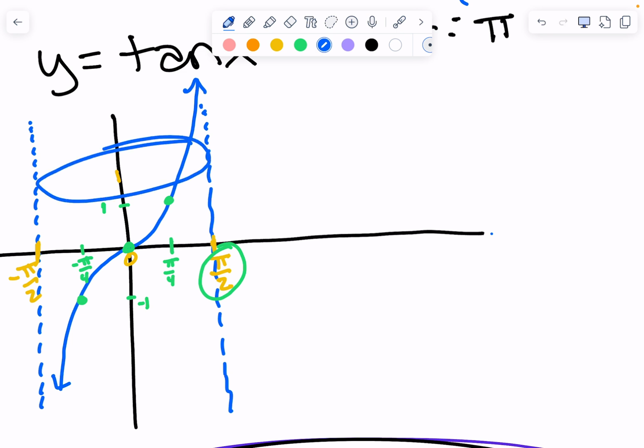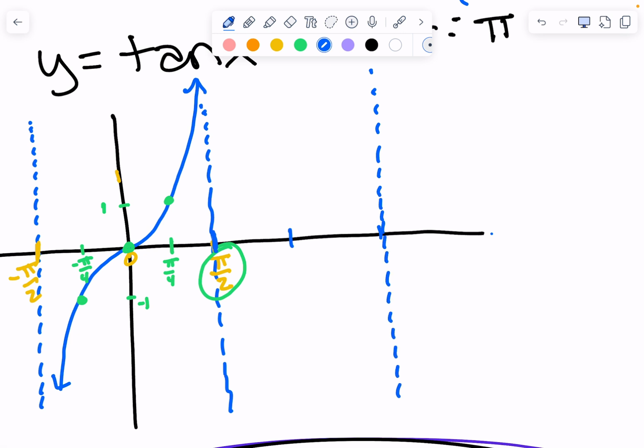Tangent's period is 1 pi, right here. Like the distance there is 1 pi. This mark right here for the vertical asymptote is a half of a pi. If I go over, where will this vertical asymptote be? 3 pi over 2. Because if I add a pi to pi over 2, it'll be a pi and a half, right? 3 pi over 2. Okay, that's where it will be.